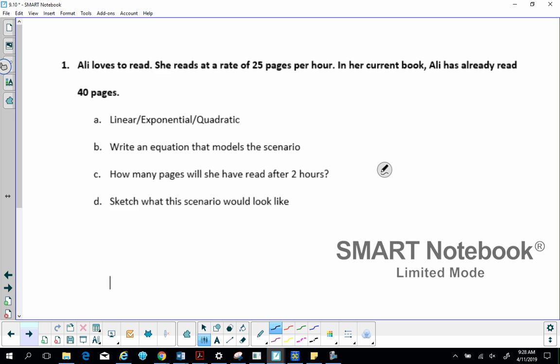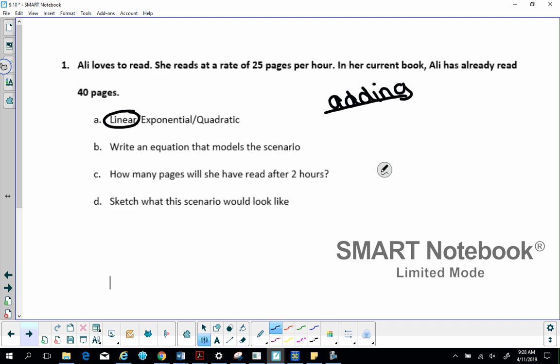So this says Allie loves to read. She reads at a rate of 25 pages per hour. In her book, she already read 40 pages. What type of function is that? Not quadratic. Linear. It's linear because you're adding. If she's reading at a rate of 25 per hour, that means each hour she's adding 25 pages to what she's read. So since it's adding, we know it would be a linear equation. Or if it was subtracting, it's still linear.